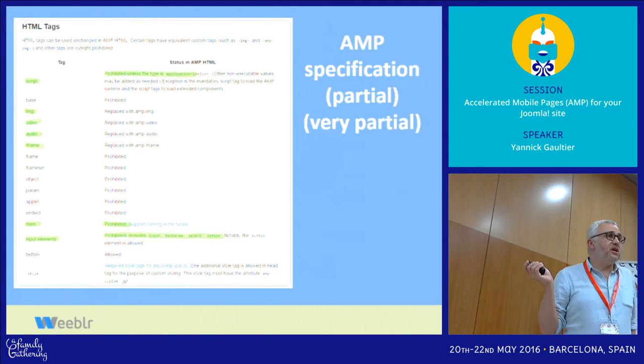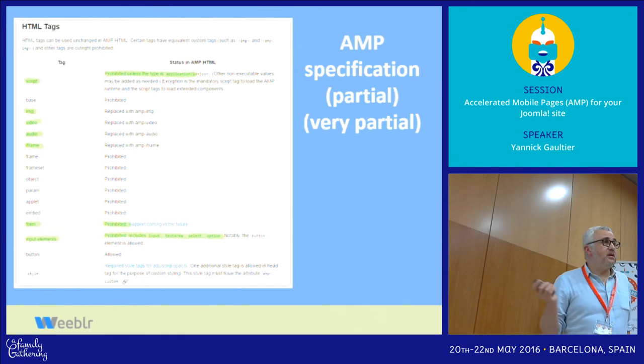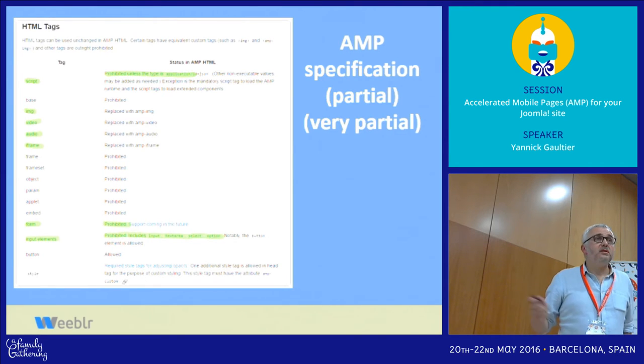You can look at the AMP specification on the web. It's public. It's very big. It's fairly complicated. You got more details here. You can choose iframe, image, video should be replaced by their AMP equivalent. You cannot use frame, object, embed, applet, and then whatever. You can't use style.